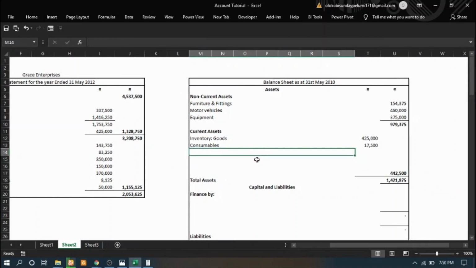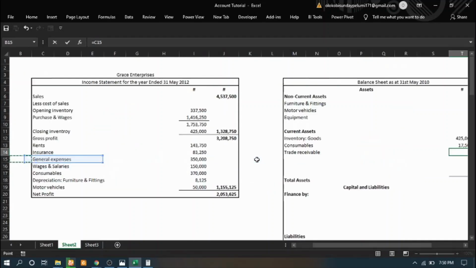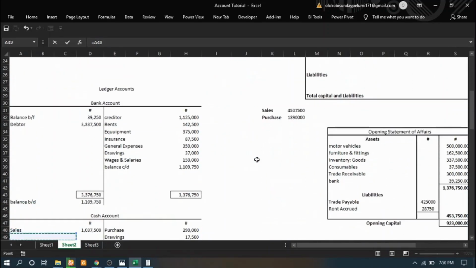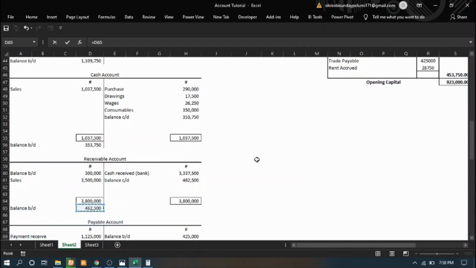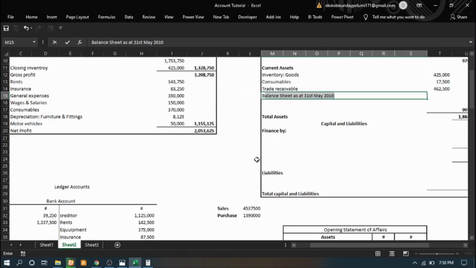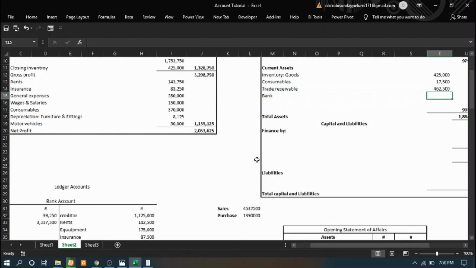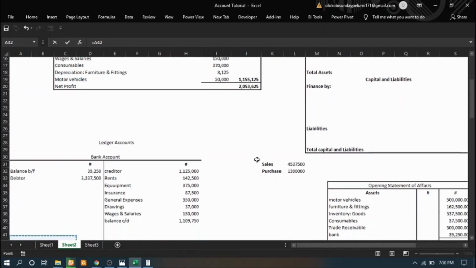Alright, so we have consumable. So what are the other assets we have? We have trade receivable. So we can get that from the trade receivable accounts easily. So let's go to the trade receivable accounts. Closing balance. Is it here? So we have that. So we also have bank. Closing balance of bank.